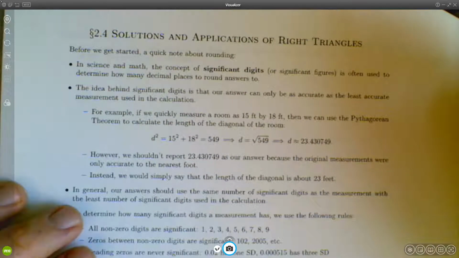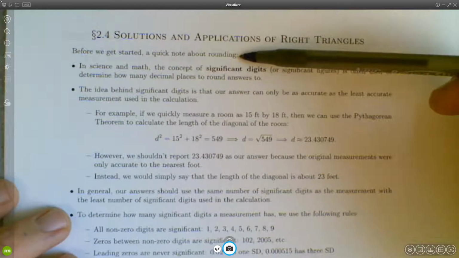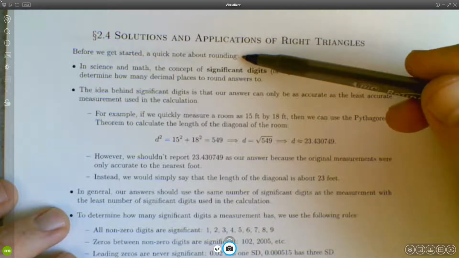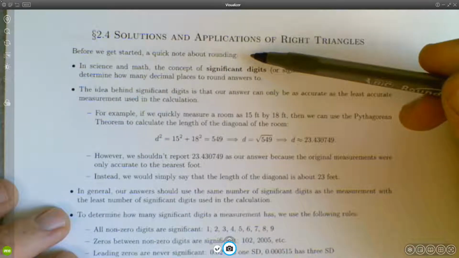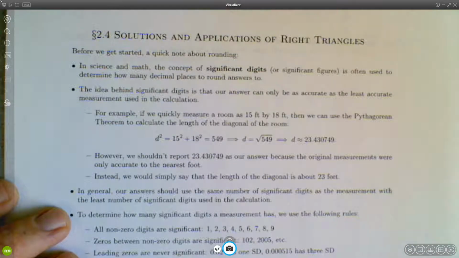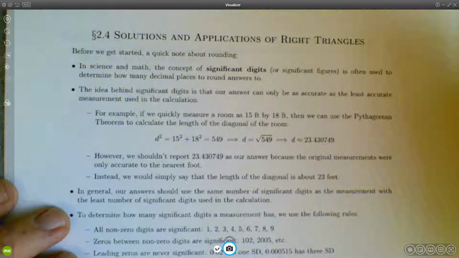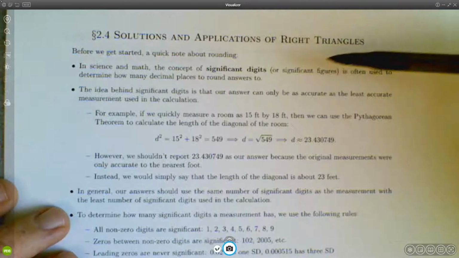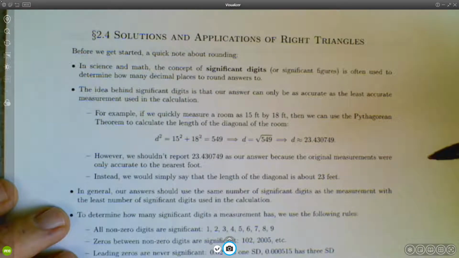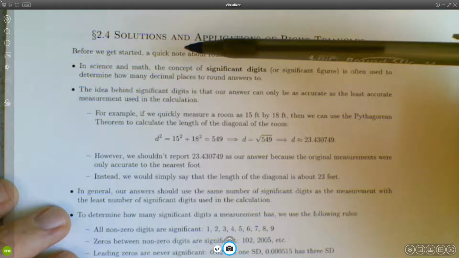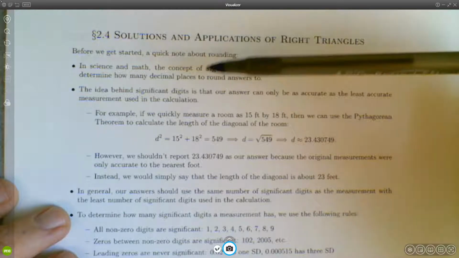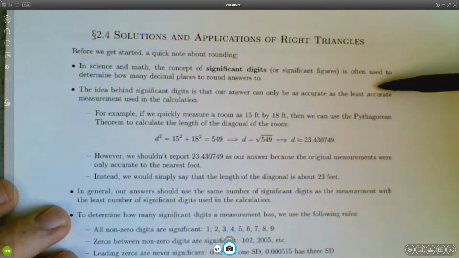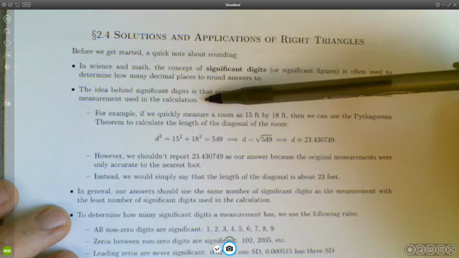Before we get started, let me say this about rounding. I'm not sure we're going to use this convention all semester long, but definitely for this section, we're going to use the concept of significant digits, or significant figures as you may have heard it referred to in the past. The idea is that our answer can only be as accurate as the least accurate measurement used in the calculation.